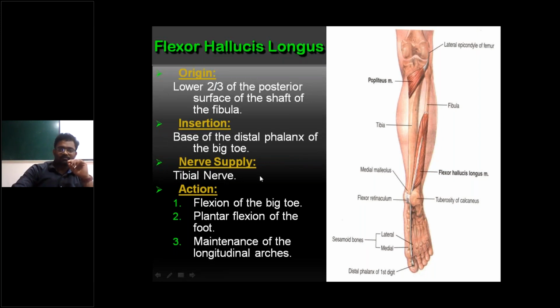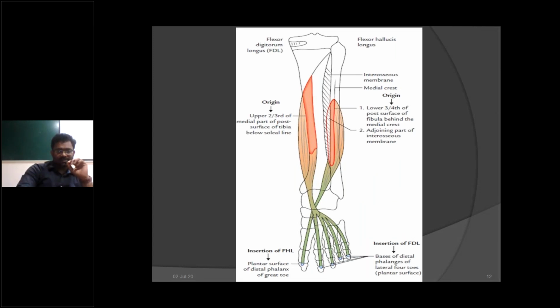Now supply is the tibial nerve. Actions: flexion of the big toe, plantar flexion of the foot, and maintains the longitudinal arches of the foot. So flexor hallucis longus has origin from the shaft of the fibula and is inserted to the distal phalanx of the great toe. Flexor digitorum longus is inserted to the lateral four toes. Flexor hallucis longus is inserted to the base of the distal phalanx of the great toe, right? So this is the insertion of flexor hallucis longus.